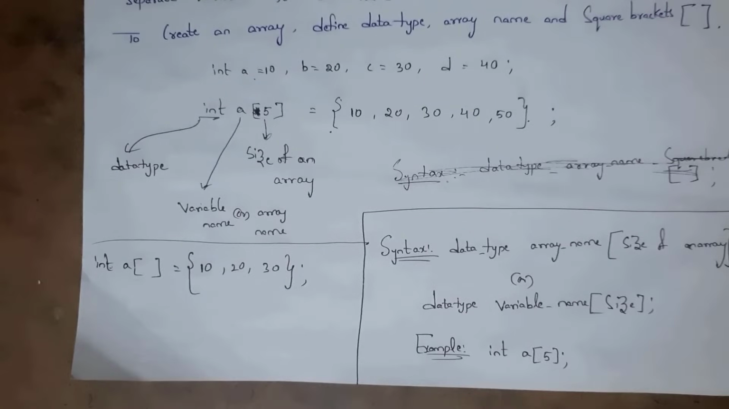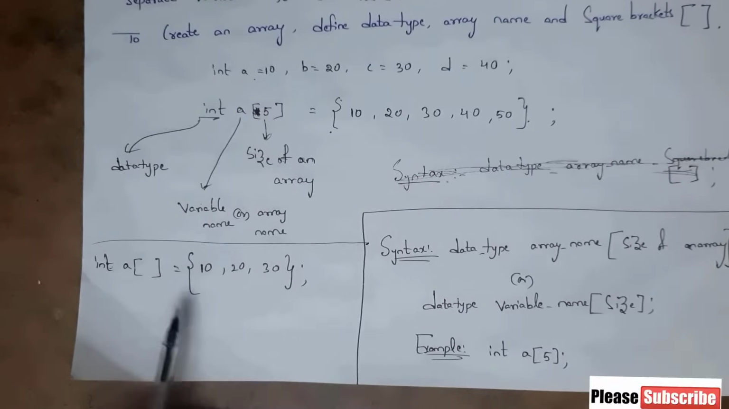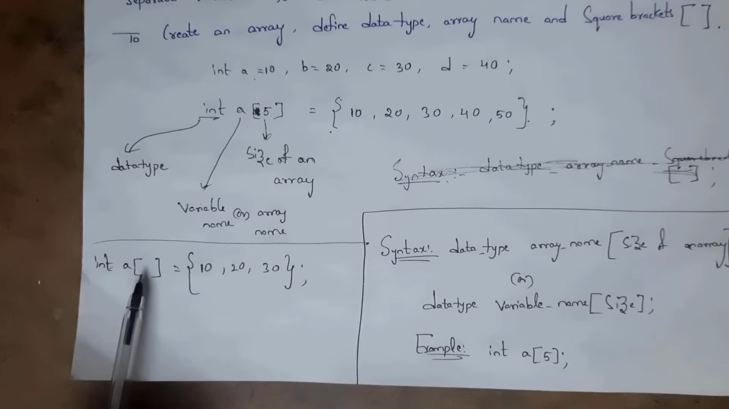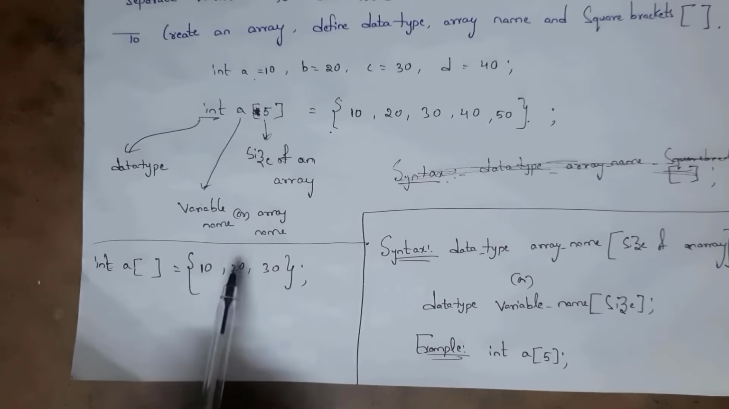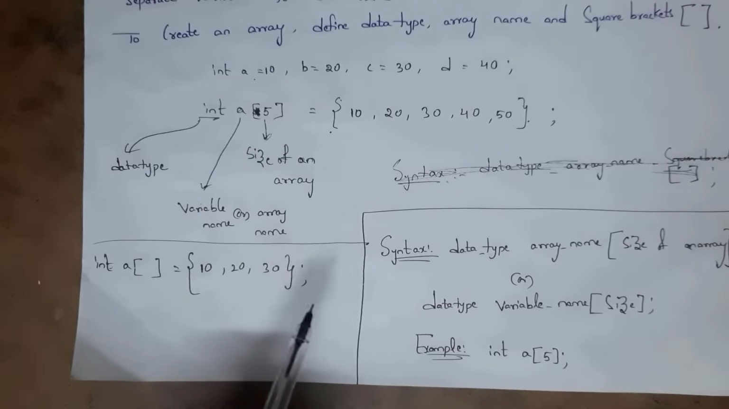Guys, it is not mandatory to include size of an array. You can also write like this. Int a open square bracket and close square bracket is equal to 10, 20, 30. Whenever you declare like this, whenever you do not include size, then automatically this array will take size. Automatically it will count these values 10, 20, 30. Total there are 3 values. So automatically it will take size as 3. So it is not mandatory to include size of an array.